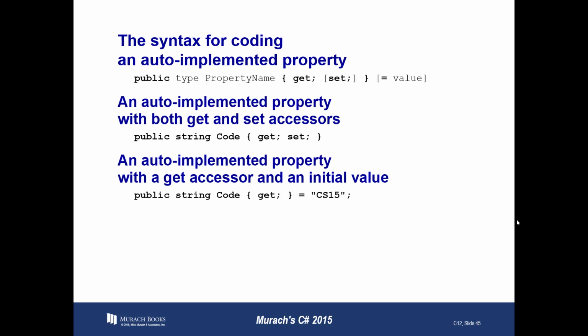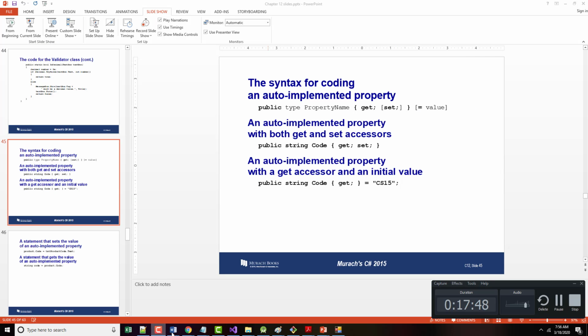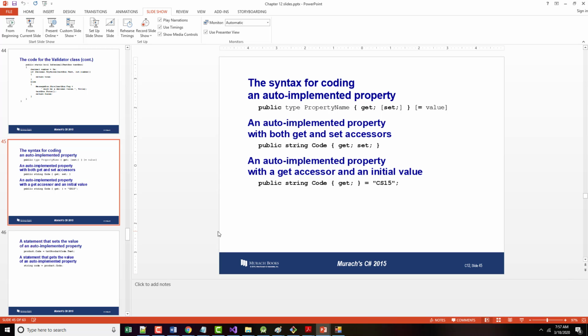Oh, and I know, I think what it, well, we'll see. The syntax for coding an auto-implemented property. Where are we time-wise? We're up to 18 minutes again, and I have not done very much, to be honest with you. All right, so let's go through this section, and then we will have a part 3.